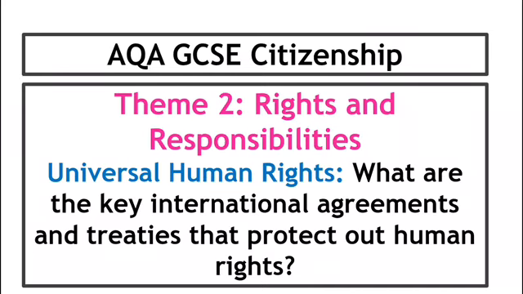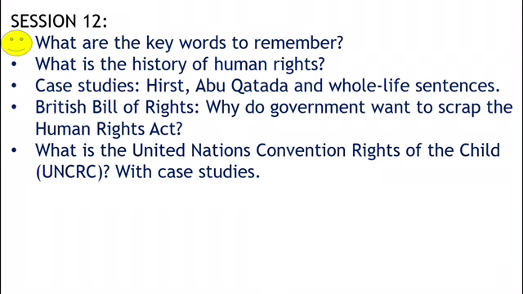Welcome to Theme 2, Rights and Responsibilities, of the AQA GCSE Citizenship course. Today you're going to be looking at universal human rights, particularly what are the key international agreements and treaties that protect our human rights. In the previous video to this session, you were looking at the key words to remember. We're now going to move on to look at the history of human rights.